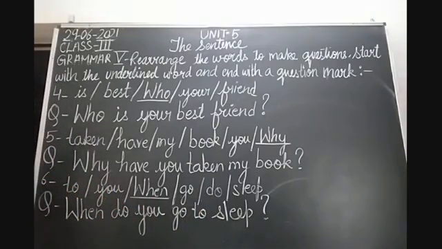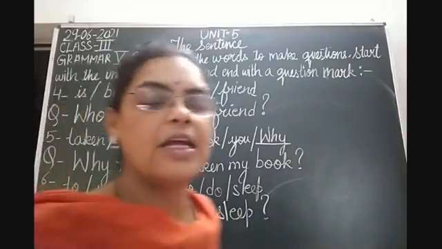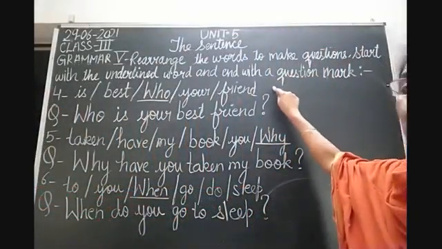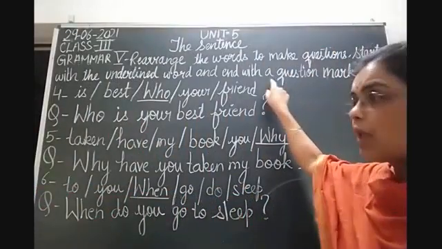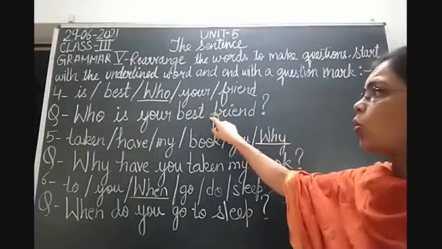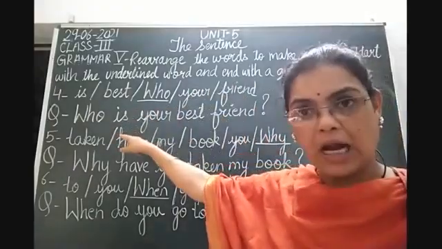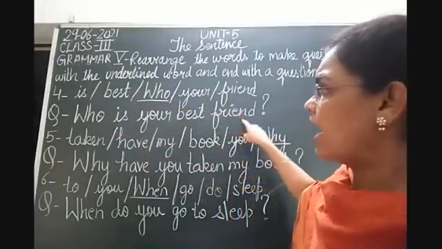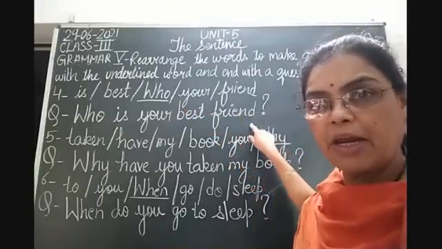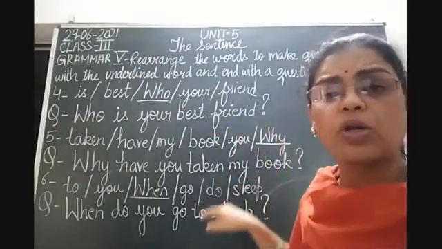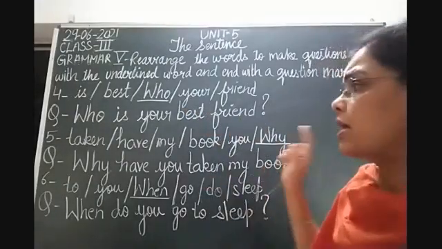I hope everyone has done it. Now I'll revise, then I'll erase. The fourth one is best who your friend. So our question is, who is your best friend? Who is underlined, so we have to start with who. There are 5 words, so we have 5 words in our question. At the end we have put a question mark, because without a question mark your question will be incorrect.